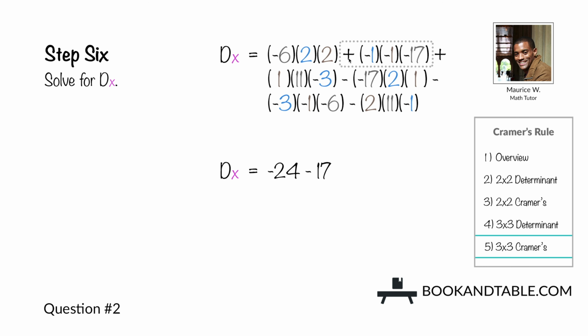Plus -1 times -1 is +1, times -17 is -17. Plus 1 times 11, which is 11, times -3 would give us -33. -1 times -17 is +17, times 2 is 34, times 1 is 34.